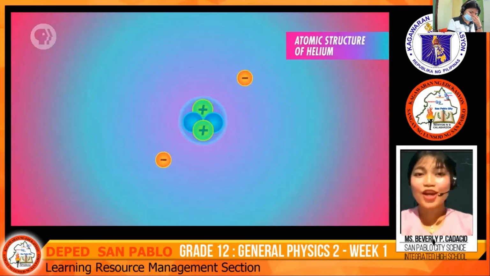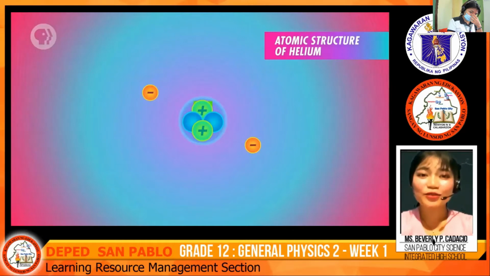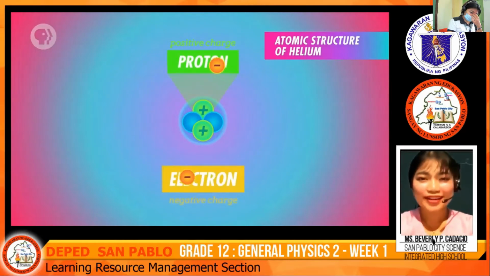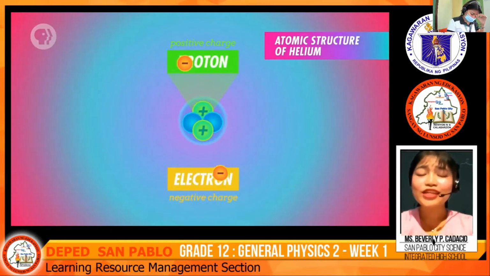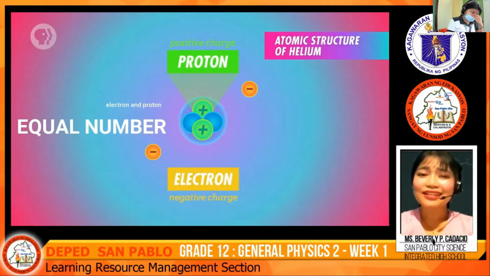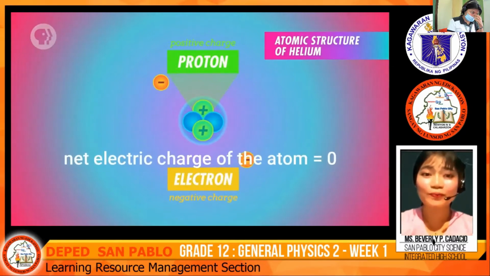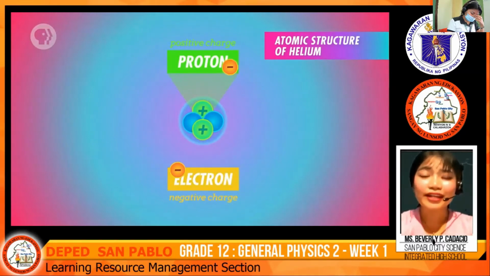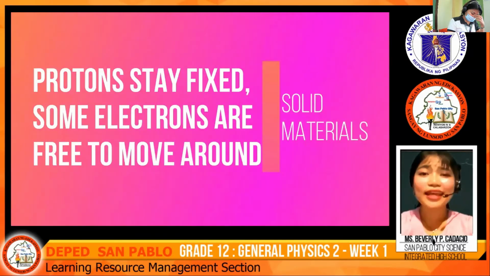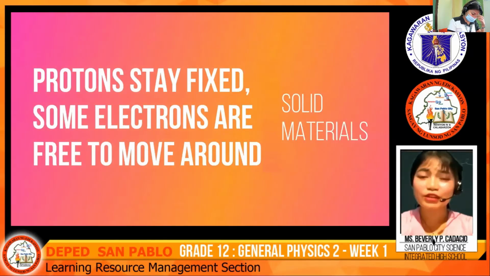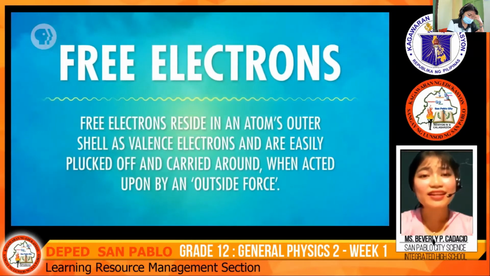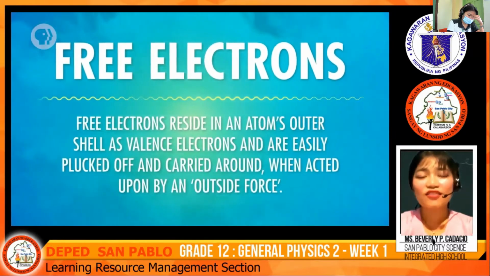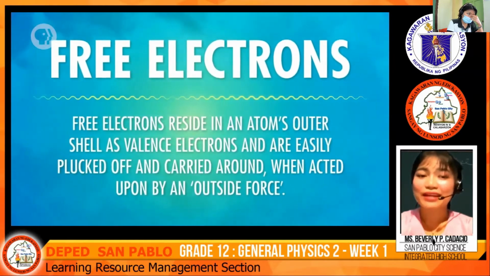Okay, so let's start. To understand electricity, you should start with an atom. Atoms contain charged particles, positive protons and negative electrons. And generally, there's an equal number of each, meaning the net electric charge of the atom is zero. It's electrically neutral. In solid materials, protons stay fixed, but some electrons are free to move around. These moving electrons are called free electrons. They reside in an atom's outer shell as valence electrons and are easily plucked off and carried around when acted upon by an outside force.